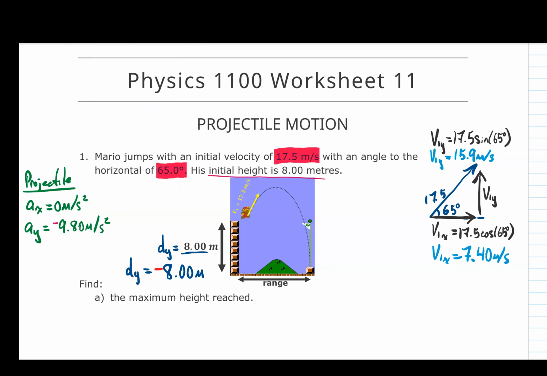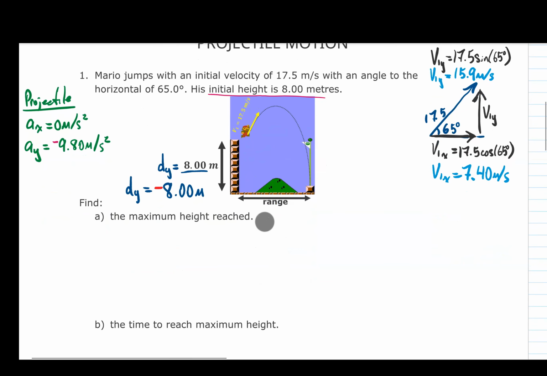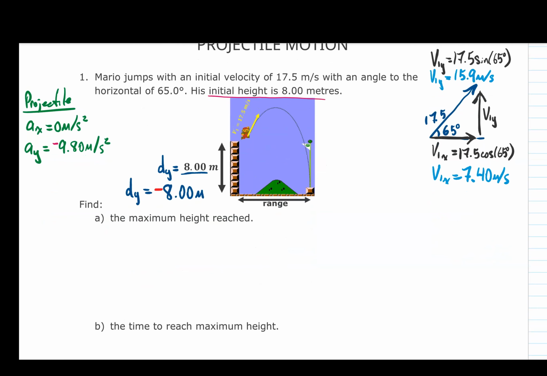I took the initial angle to do that, and then I put down that it was 8 meters in height, and I know he's jumping, and so that means that I have projectile motion. So all my basics are set up. Now let's start the problem. The question is to find the maximum height reached.